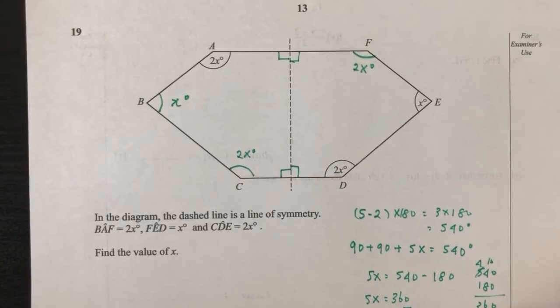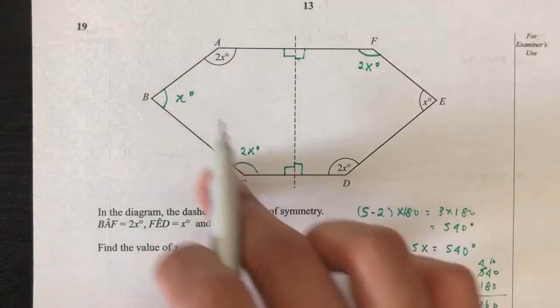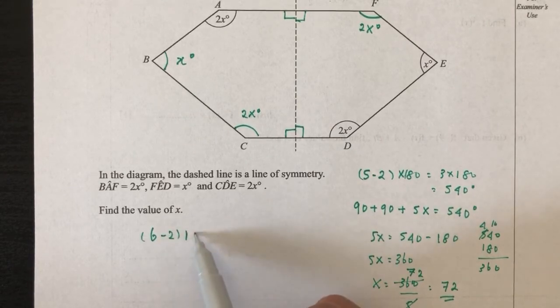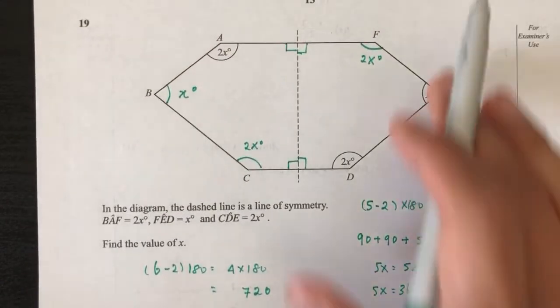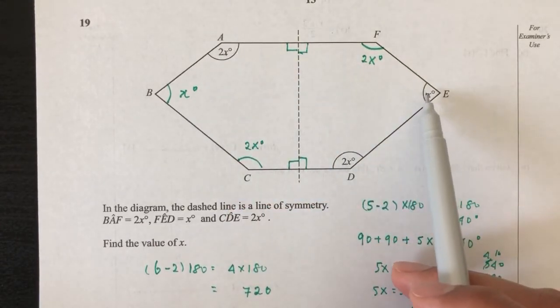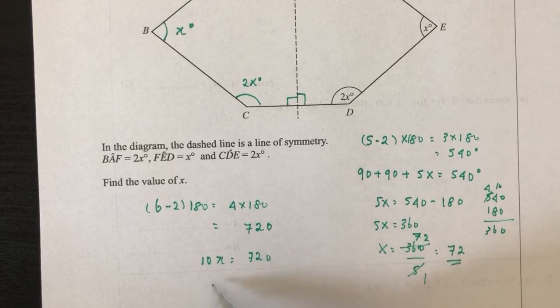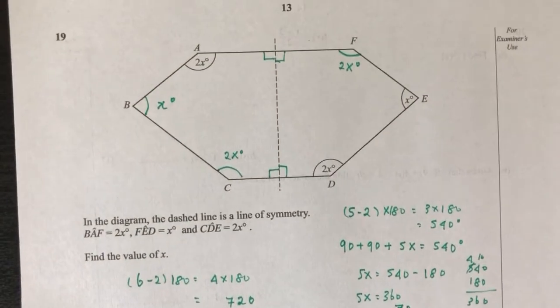I think the other way to do this is to not look at this line, and just do everything together. So here we have 1, 2, 3, 4, 5, 6 sides. So 6 sides. We'll use a different formula, which is 6 minus 2 times 180, which is 4 times 180. That will become 720. So the sum of all the angles will be 720. So let's add everything together. We have 2x. So 2 plus 2 plus 1 is 5. 5 plus 5 is 10. So 10x will be 720. So x will be 72. So different approach but same answer. So your answer x will be 72 degrees for question number 19.